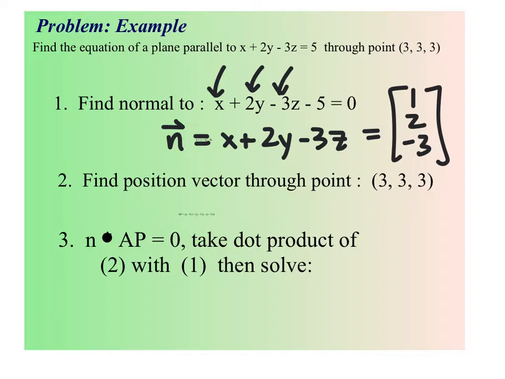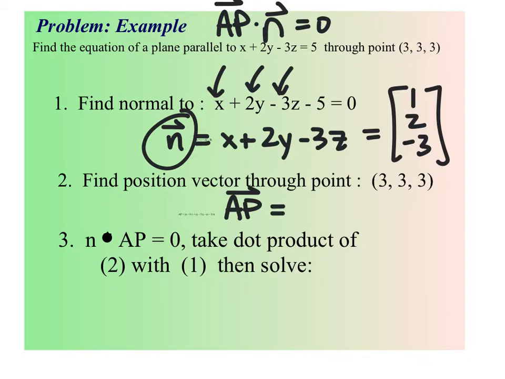The normal vector is the coefficients of x, y, and z. Now we want to find the position vector through point 3, 3, 3. Well, we don't know where it's going. So what we would do is define that position vector AP, right, our friend. Remember, AP dotted with our normal vector is equal to 0. So we know our normal vector, we just did it right here. We want to find AP. AP is always x minus x, y minus y, z minus z. So the 3's are the known values, the x, y, and z are the unknown values.